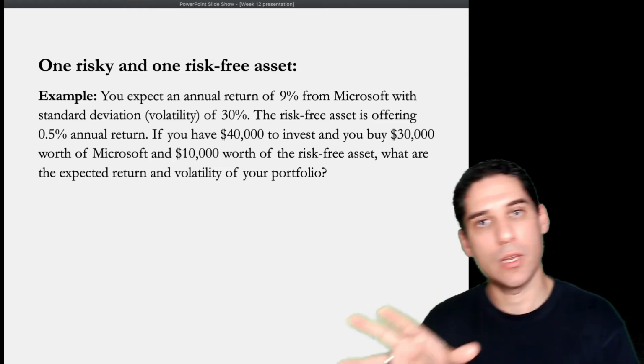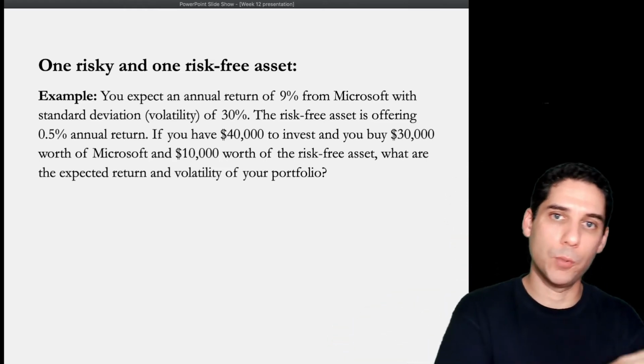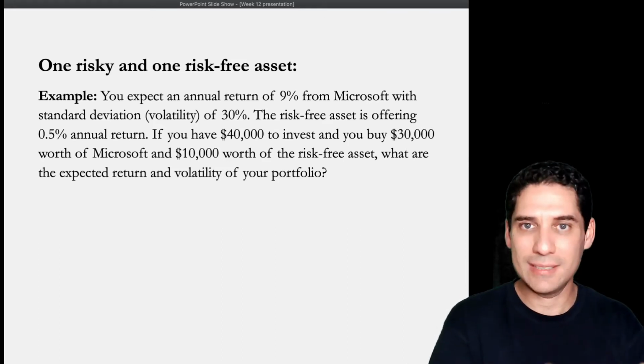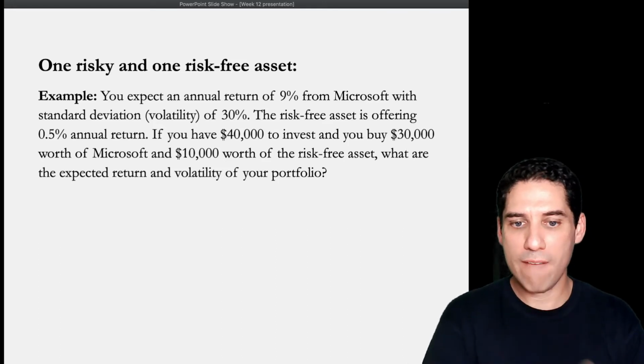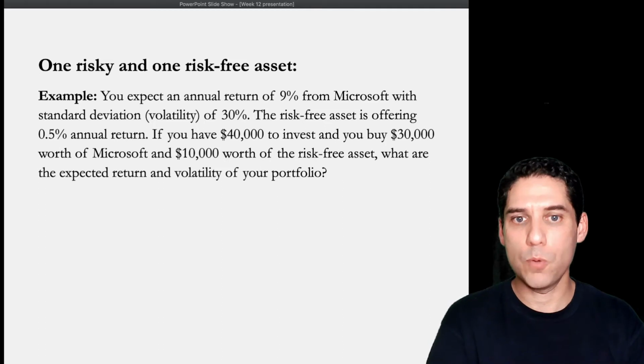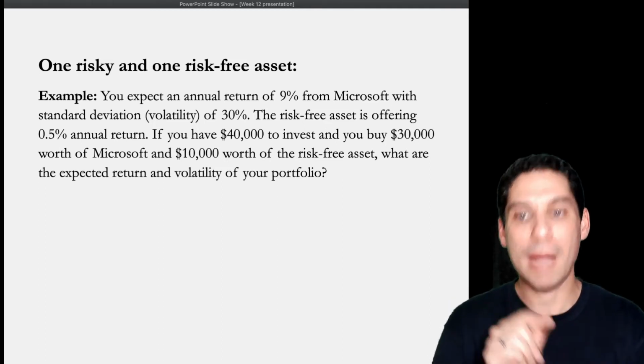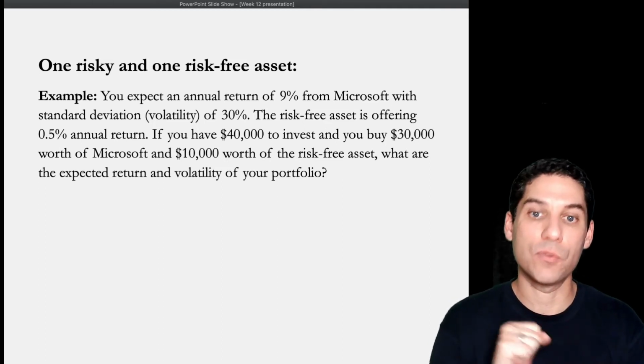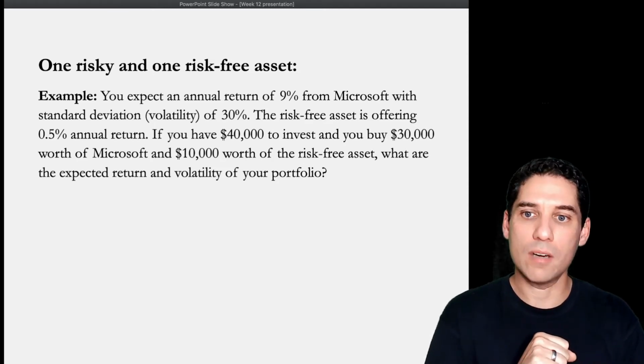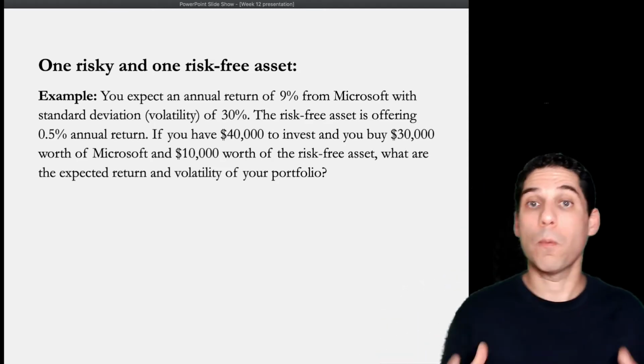How much of it are you going to put in Microsoft? How much of it are you going to put on the risk-free asset? So buy T-bills with it. So if you have $40,000 to invest and you buy $30,000 worth of Microsoft and $10,000 worth of the risk-free asset, what are the expected return and volatility of your portfolio?